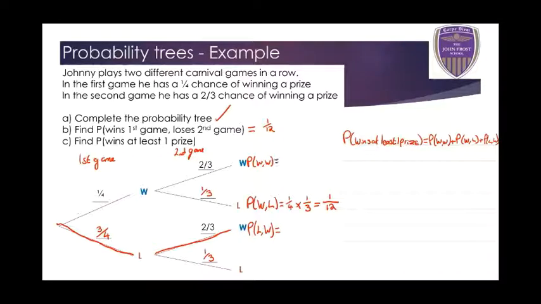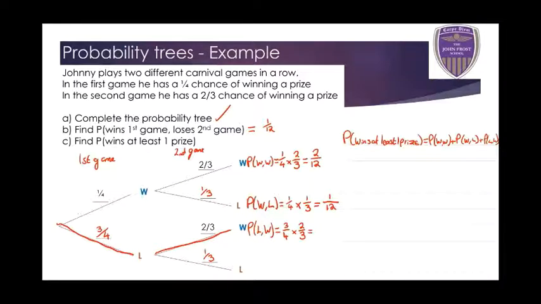Okay? And if you run all the numbers, so probability of win-win, the chance of him winning the first game is a quarter, and the chance of him winning the second game is 2/3. Multiply the fractions. 1 times 2 is 2. 4 times 3 is 12. We're going to leave this as over 12 for now, and I'll show you why at the end. Then the final one, probability of a lose then a win, is a 3/4 chance that he loses, and there's a 2/3 chance that he wins.